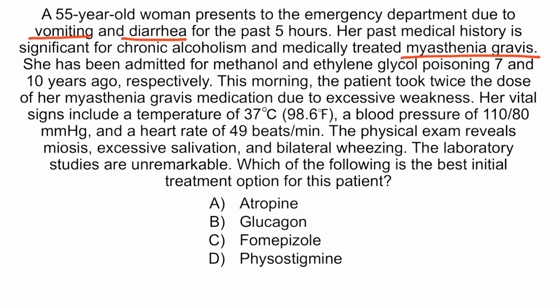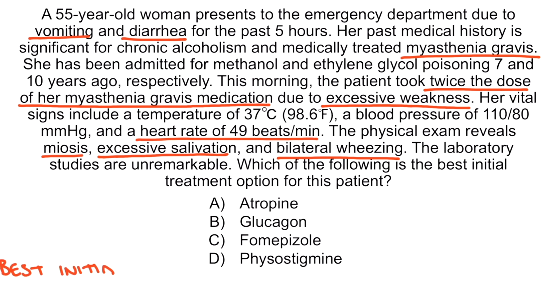This patient with myasthenia gravis presents with vomiting and diarrhea. The physical exam reveals miosis, excessive salivation, and bilateral wheezing. Signs of hypersecretion along with bronchospasm suggest an increased acetylcholine activity. This morning, the patient took twice the dose of her myasthenia gravis medication due to excessive weakness. Myasthenia gravis is treated with pyridostigmine, an acetylcholinesterase inhibitor. Therefore, this patient has an acetylcholinesterase inhibitor poisoning. This diagnosis is further supported by bradycardia with a heart rate of 49 beats per minute.